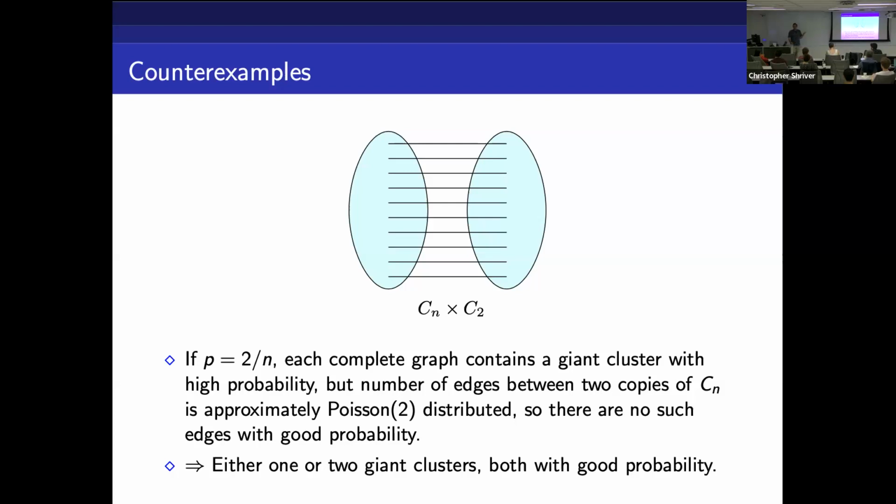So with positive probability, it's just 0, with good probability, right? So you get these two giants, but maybe they merge, maybe they don't. In fact, both can happen with probability bounded away from 0 and 1. So here the number of giant components is really random, and it can be 1 or 2 with good probability.